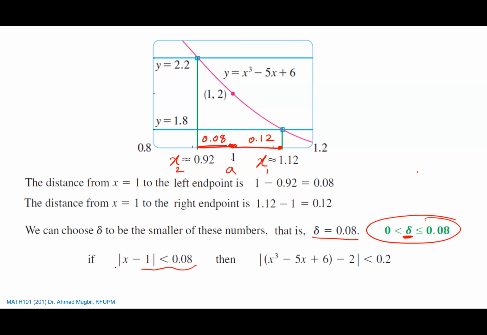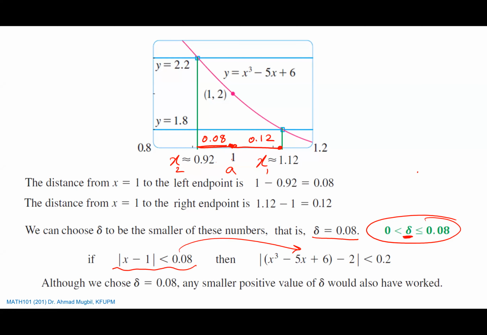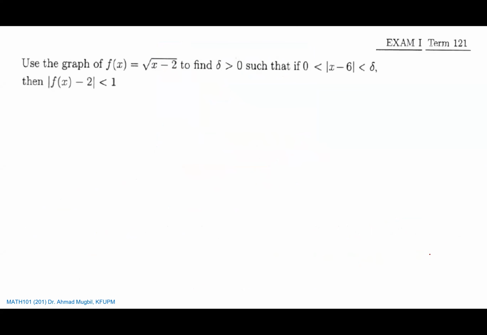Now, if you have this, for sure you will have this. You can verify that, of course, but when you have a graph, there is no need to verify it. Any smaller positive value of delta would also have worked. Any number less than that number works also, but it should be positive. This is an example that will explain the idea for you. Here he said use the graph, but you can solve it without the graph.